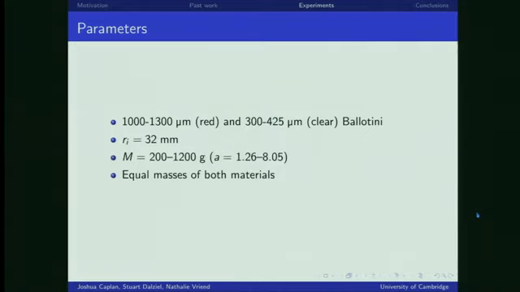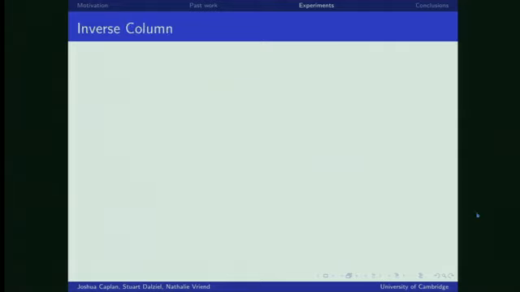So, parameters: I'm using ballotini here because it's nice and round, smooth. I'm using a rough surface to try and prevent the ballotini just rolling off to infinity. For a range of masses, I'm keeping the mass ratio of the two different layers the same throughout, for simplicity again. So let's look at some videos.